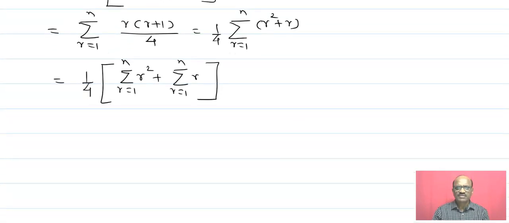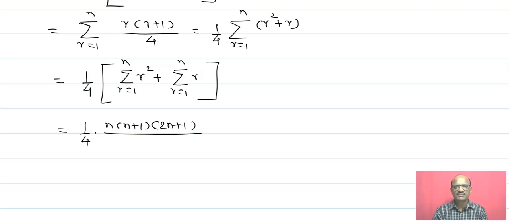Therefore 1 by 4 in bracket summation of the r square, that is nothing but n into n plus 1 into 2n plus 1 upon 6, plus summation of the r. What is summation of the r? That is n into n plus 1 upon 2.